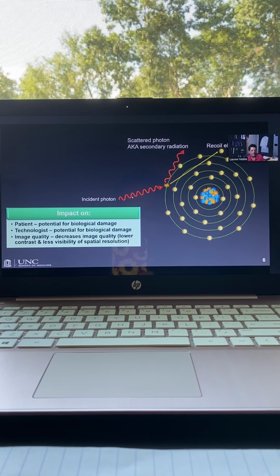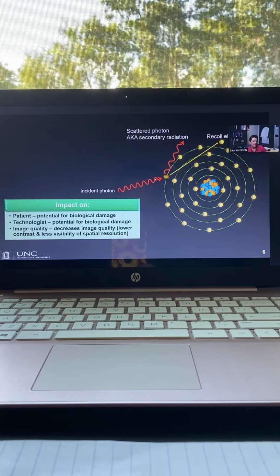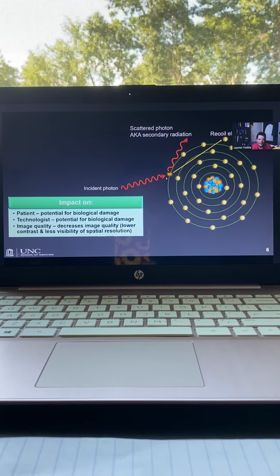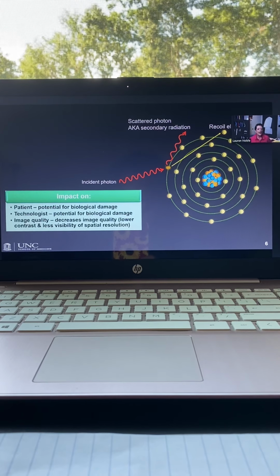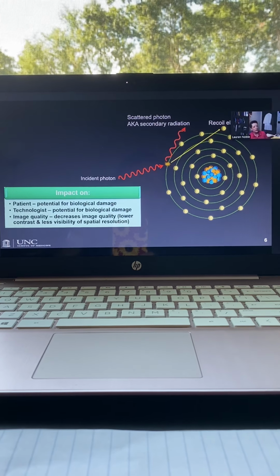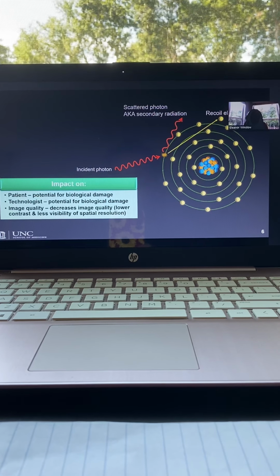It could knock out an electron in our body. How in the world is that possible? If that X-ray beam is aimed at the patient, how do we end up being impacted?